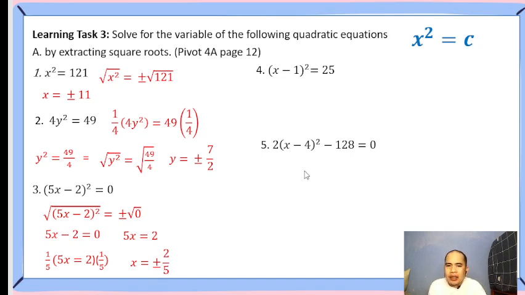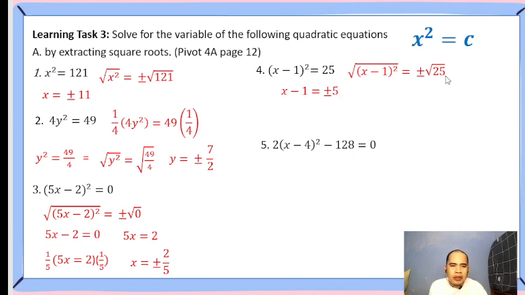Okay. The number 4. Nakaganitong form na rin siya. X squared equals to c. So, x minus 1 squared. So, ang una natin gagawin is extract lang natin ang square root. So, matatanggal na yung squared at saka square root. So, magiging x minus 1 equals positive negative 5 na lang.